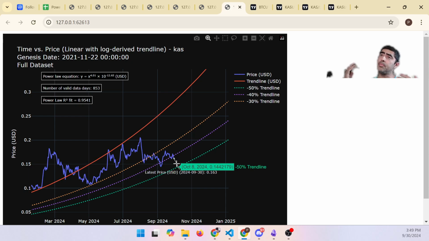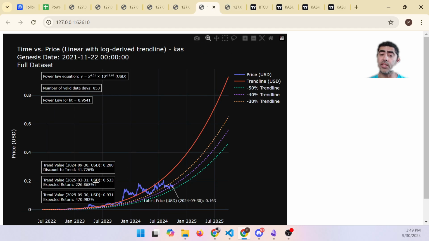Now, of course, I can't predict what happens short term. I can't even predict what happens long term. But I do have a lot of faith in the power law because it's derived by mathematics that we can all agree on. And if we make the assumption, and it's a big assumption, but I think it's a reasonable one, that the future is going to be like the past, then there's a good probability that we get back to the trend line. And if we do, we're looking at results in 6 months of about 226% and about 470% in a year's time.